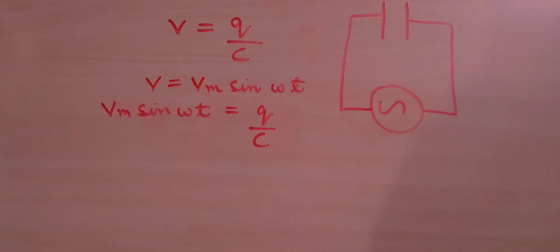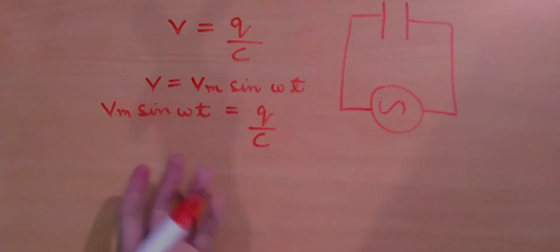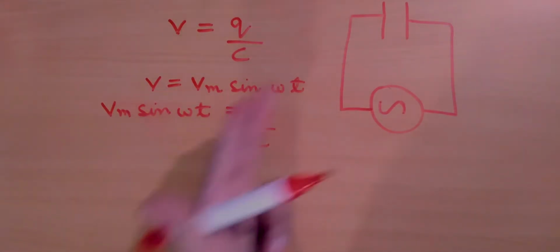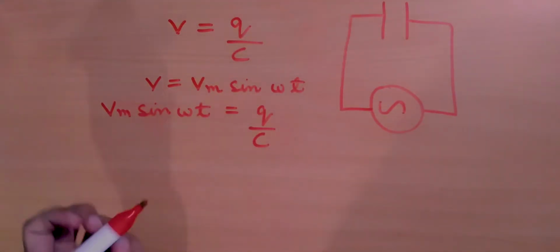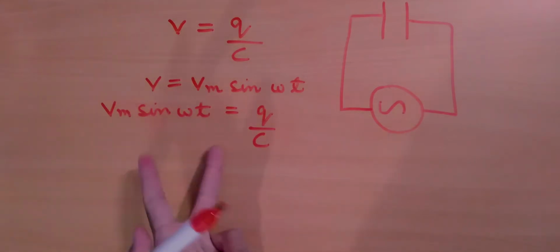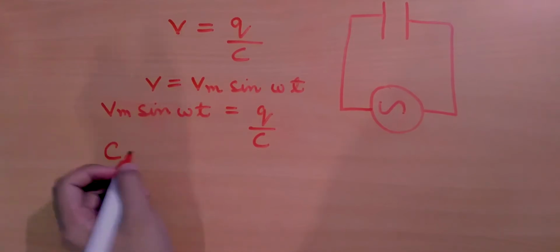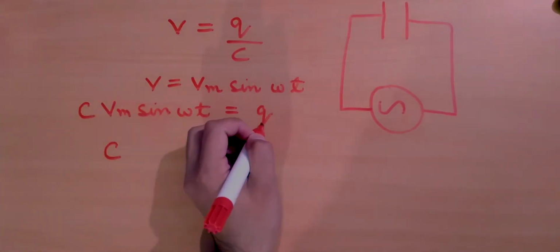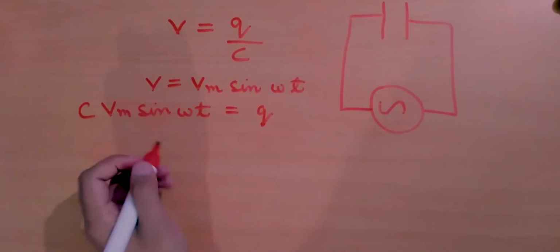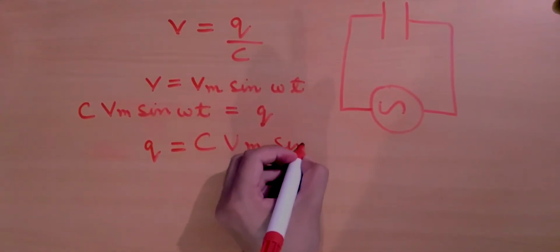Now I wish to figure out the current in this circuit. Before that, I'll just quickly do one single step. I can shift the C to that side, and what I get is an expression for the charge stored at any instant in time on either of the capacitor plates. So I can shift the C to that side and also flip the equation, and I get Q equals C Vm sine omega t.